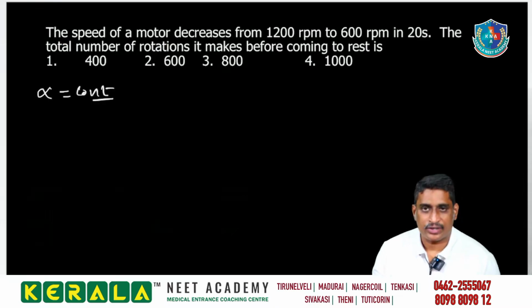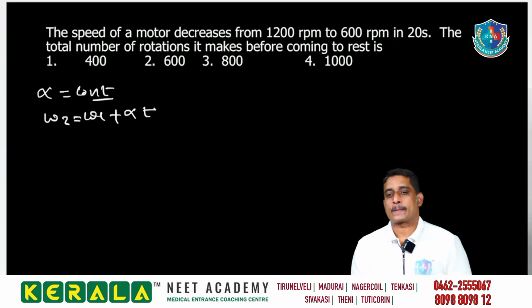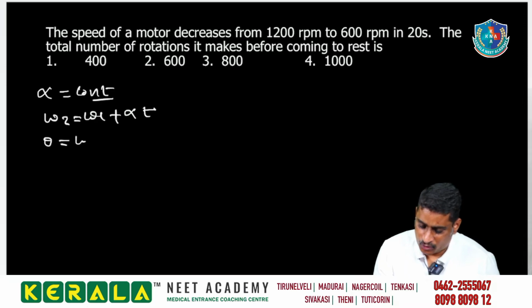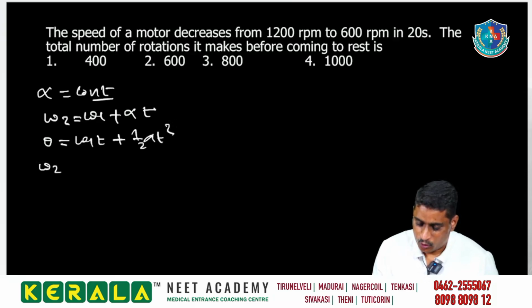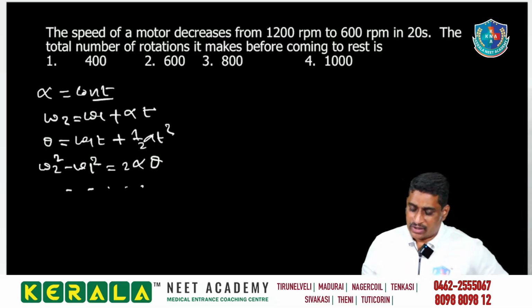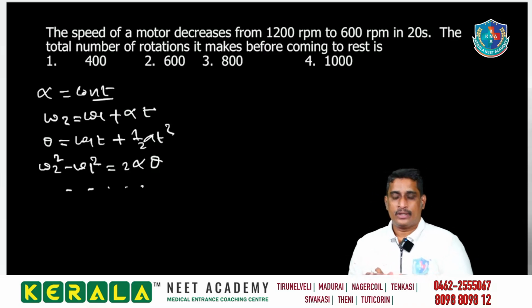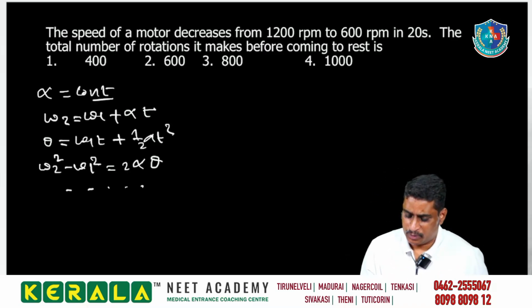if alpha is constant, just like linear kinematic equations, rotational kinematic equations also you can practice, like omega 2 will be equal to omega 1 plus alpha into t. Similarly, theta will be equal to omega 1 into t plus half alpha into t square. Omega 2 square minus omega 1 square will be equal to 2 alpha into theta, so on like that we can take when alpha is constant. Okay, in this case they are asking us to calculate the total number of rotations it makes before coming to rest.